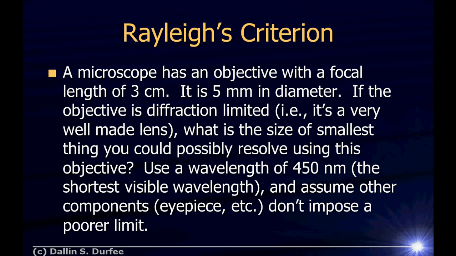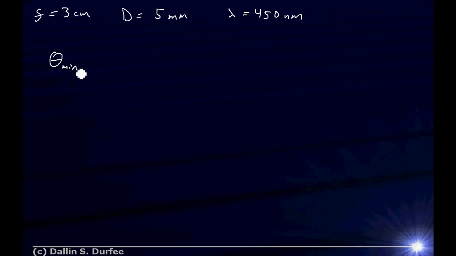So focal length is 3 centimeters, diameter is 5 millimeters, and we want to find the smallest thing we can see using 450 nanometers. The diameter of the lens is 5 millimeters, so half a centimeter, and we're going to use a wavelength of 450 nanometers. Rayleigh's criterion says that the smallest thing we can resolve has an angular size of 1.22 lambda over d. In the lecture I wrote this as sine of theta minimum.